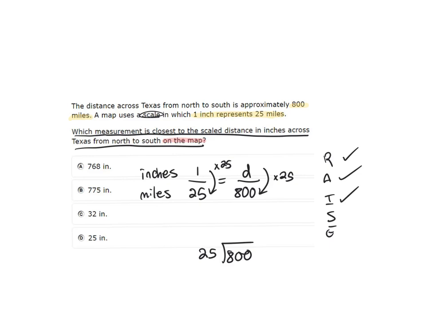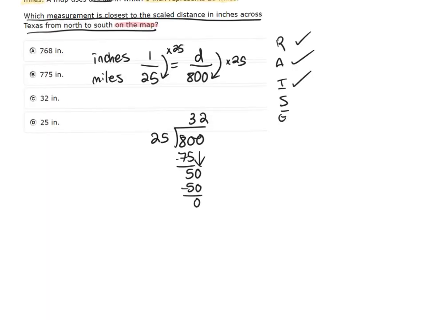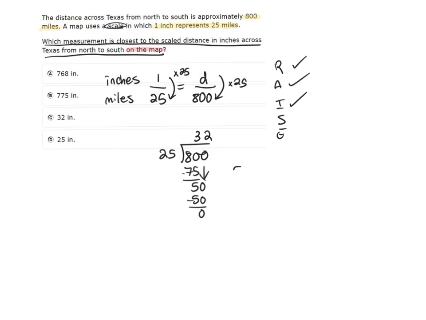All right. So check it out. It goes in 32 times. So that means D equals 32 inches. So the distance across Texas on my map is going to be 32 inches, which is answer choice C. Okay, so my strategy was a proportion. I'm going to write that down here.